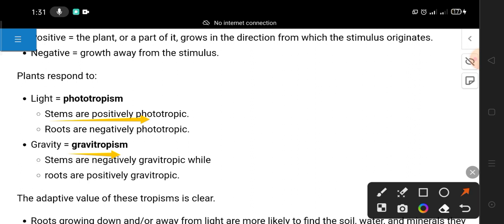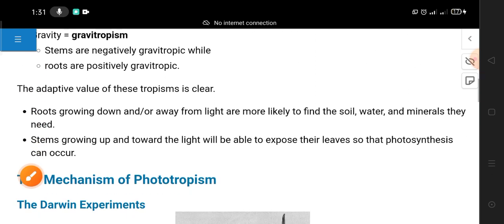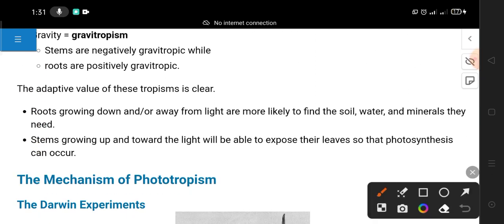The next is the adaptive value of these tropisms, which is clear. No confusion between these. The roots growing down and away from the light are more likely to find the soil, water, and the minerals they require, while the stems growing up and toward the light will be able to expose their leaves so that photosynthesis can occur.